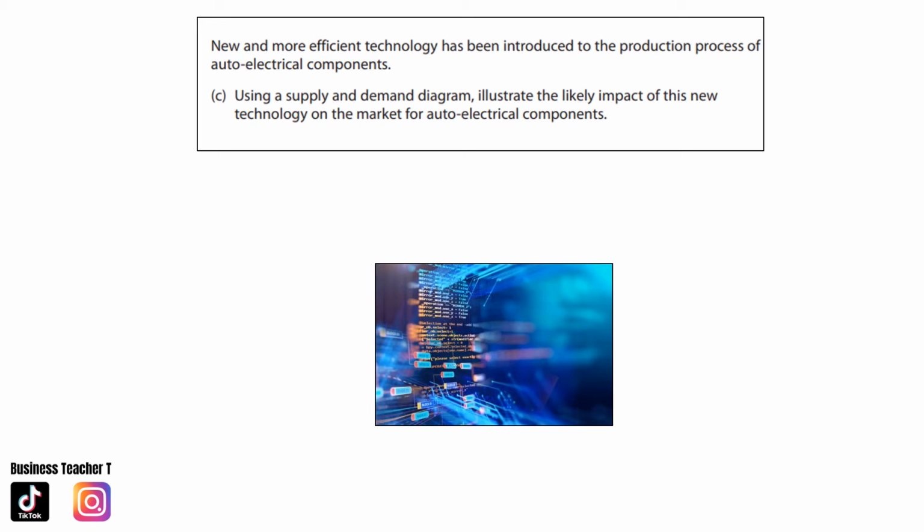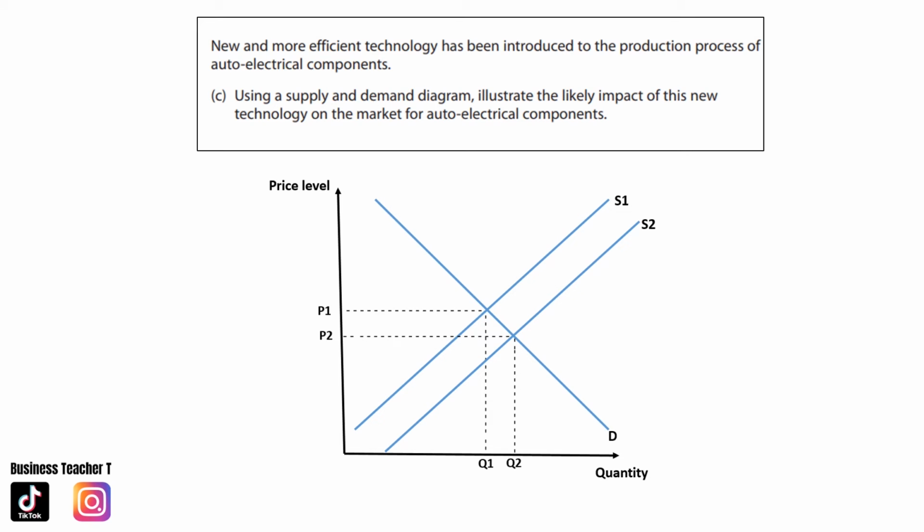Let's take a look at the answer. The introduction of the new technology, meaning that the firms will be more efficient, has impacted on the supply curve. So we can see that there's been an increase in supply from S1 to S2.